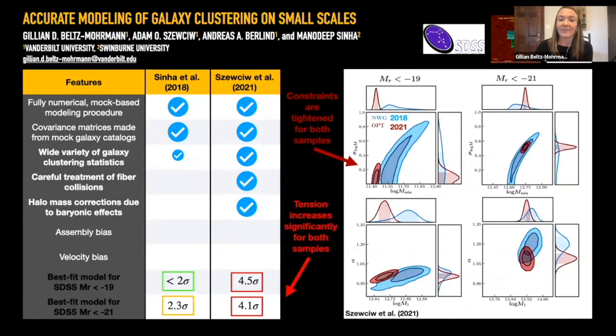And ultimately, they found that including all of these new statistics allowed them to dramatically tighten the constraints on their halo model parameters compared to the previous results. But the tension in their best fit model increased dramatically for both SDSS samples. So now they were finding greater than 4 sigma tension between their best fit model and SDSS. Next slide.